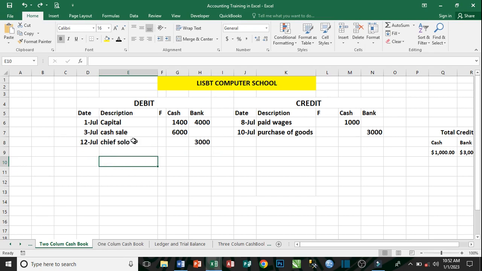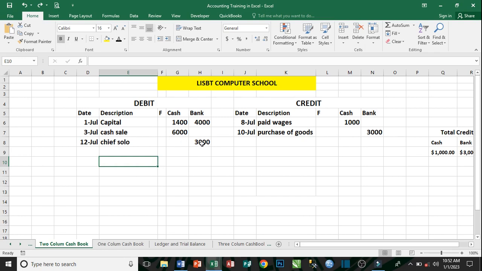So it's my nickname. Normally, people use my popular name. So I use Chislo as a case study. Anyway, on July 12, we received $3,000 from Chislo. That means our account was debited. We received it by check.